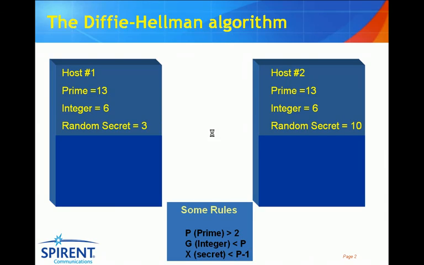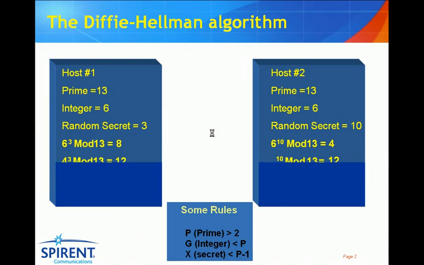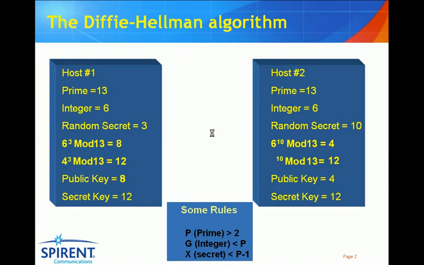Next, we need to develop a random secret. Host number 1 comes up with a random secret of number 3. Now this number will never be passed across the network. On the other side, at host number 2, a random secret is also generated, in this case number 10. Again, the number will not be passed across the network.